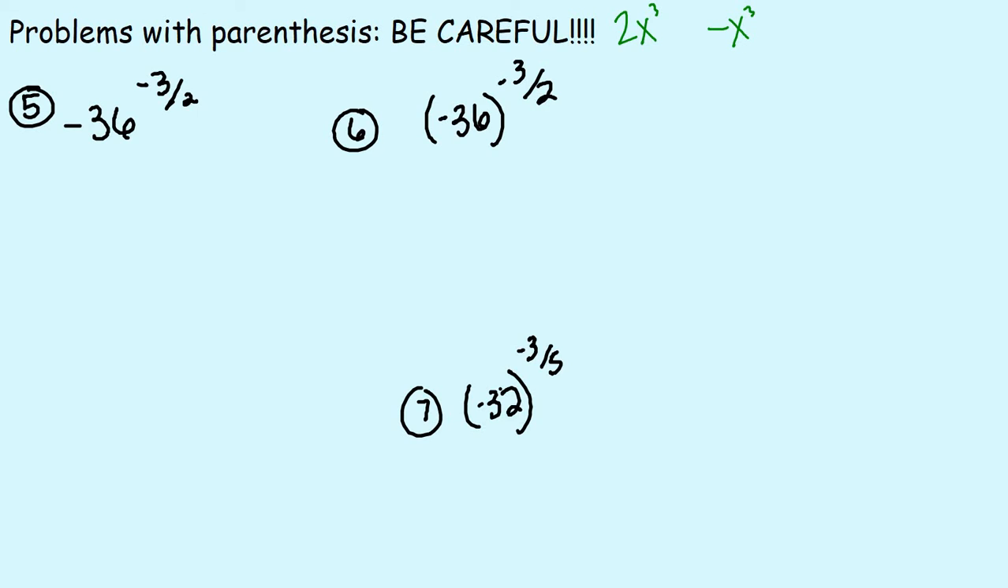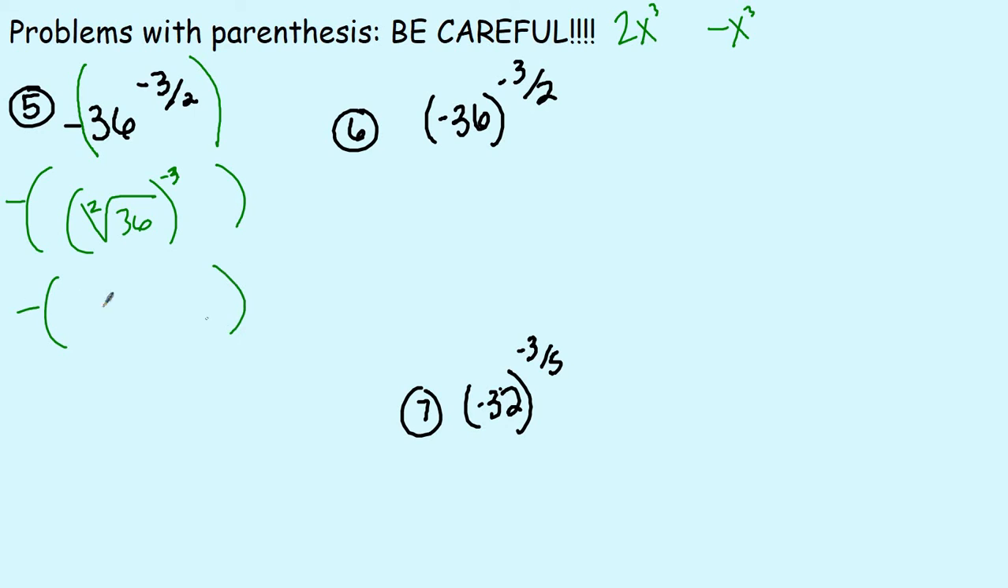So for number 5, this negative is on the outside, so we leave it out there. We don't deal with it when we're simplifying this problem. So this one would be the square root of 36, and then you would raise that to the negative 3. Leave that negative out there. Square root of 36 is 6. 6 to the negative 3 is 1 over 6 cubed. So we get negative 1 over 216.